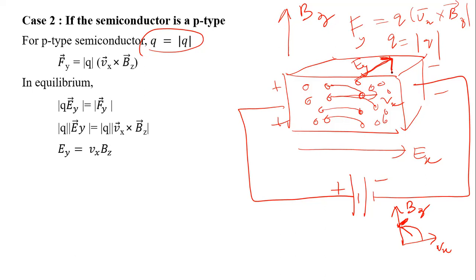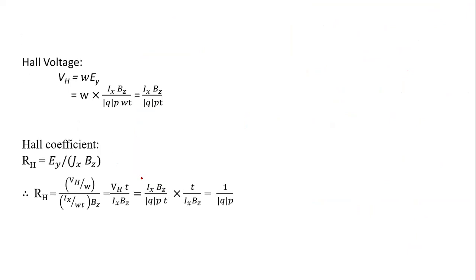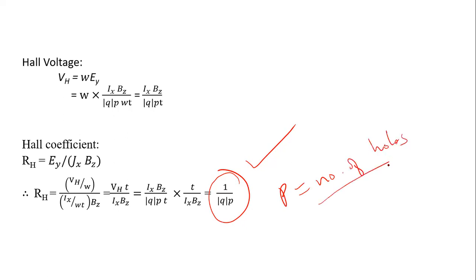Now, if you continue the usual calculation in equilibrium, this force will match this force. So all these things are usual. I think you can continue all these things because they are the same. And eventually you will get your Hall coefficient as this. That is plus of 1 upon mod of q into p. P is the number of holes per unit volume, the number density, right?